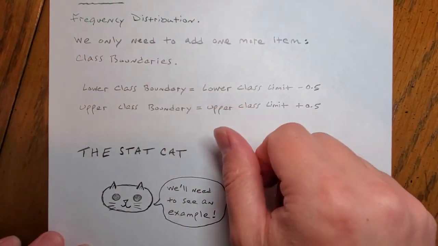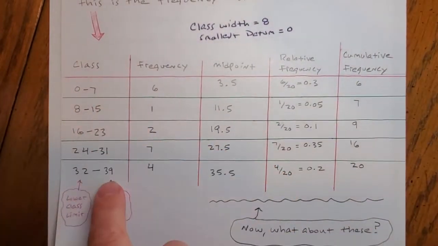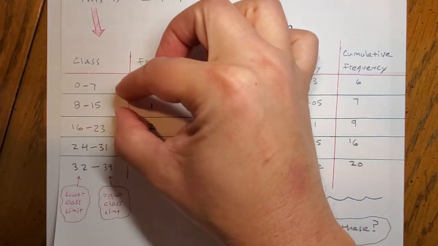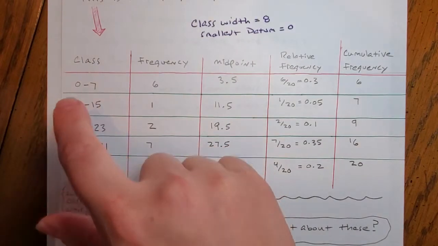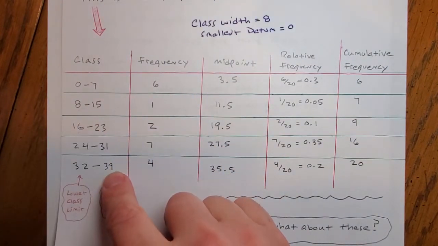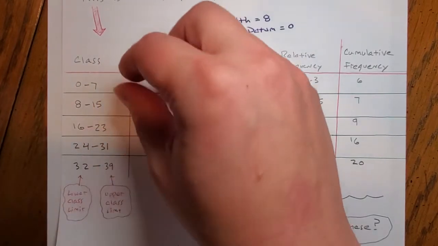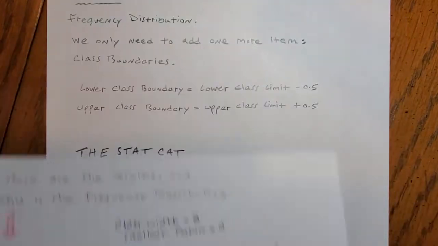Now I only need one more item to show us how to make a frequency histogram, and that's something called class boundaries. So remember, in the frequency distribution, there were classes. We divided the range of data into blocks or classes, okay? The data went from 0 to 39. 0 was the smallest, 39 was the biggest, but I'm dividing it into equal pieces, and I'm looking at it piece by piece. You can think of it like that.